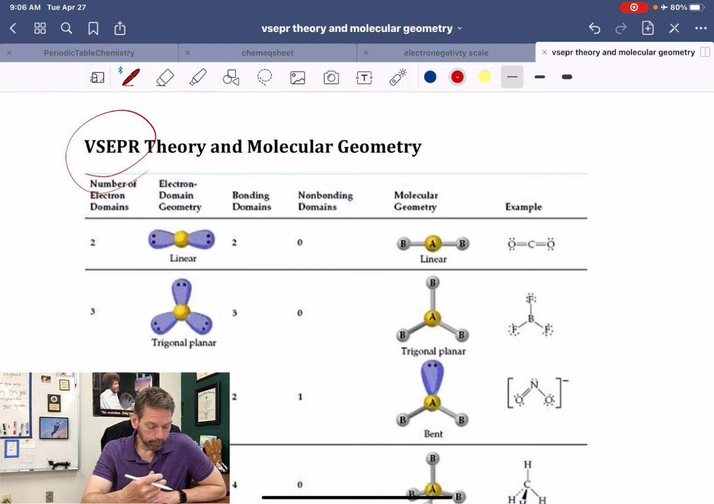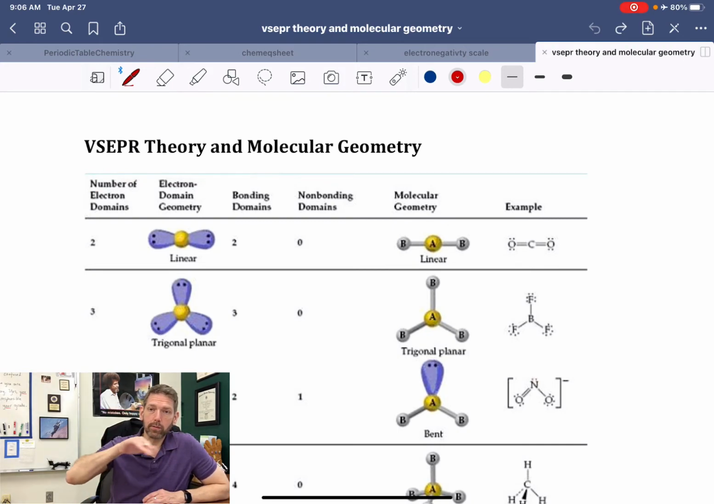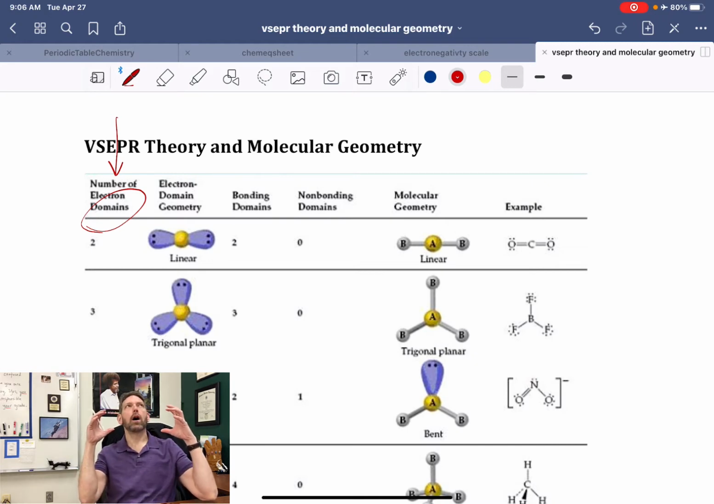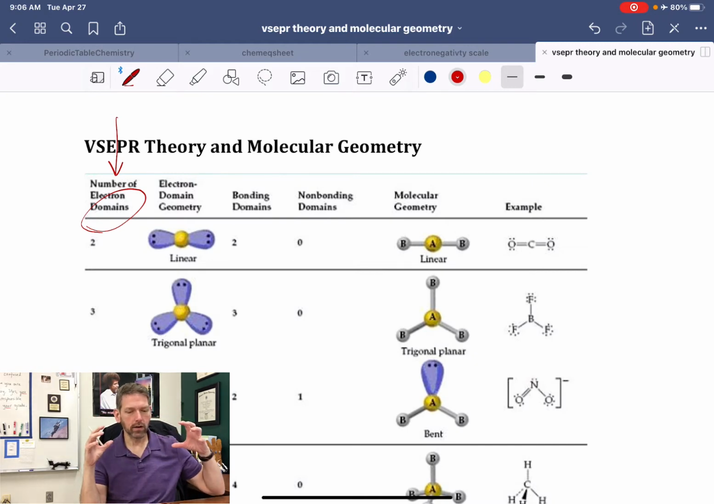So if you take a look at this, it's pretty easy to break down. You've got a bunch of columns, you've got a bunch of rows. And so this column here, number of electron domains. So remember, a domain just refers to a large region of something, or a large amount of something, or an all-encompassing amount of something, everything that's related to that.